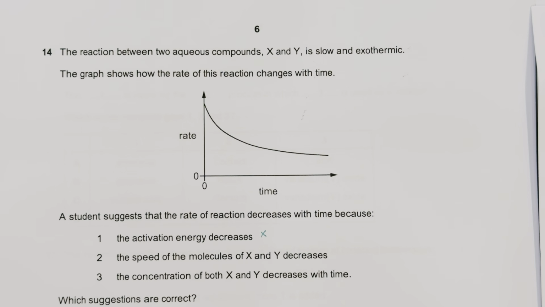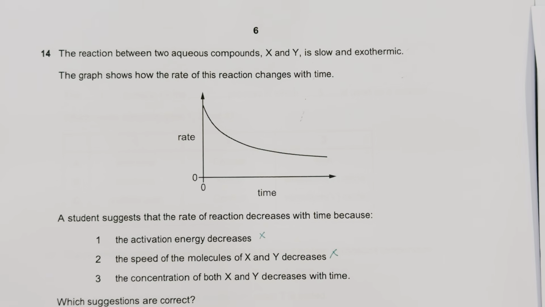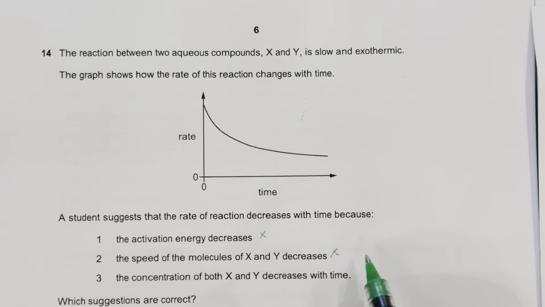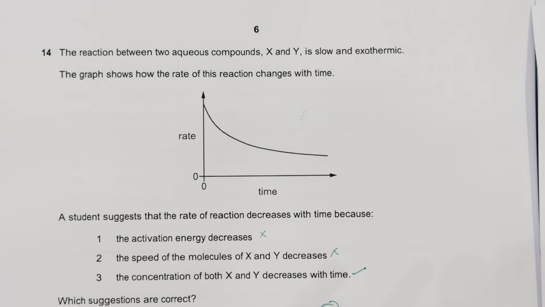The speed of the molecules of X and Y decreases. No, this is not the right option. The concentration of both X and Y decreases with time. Yes, when they react with each other, the concentration becomes smaller. So this is the right option. Which option is correct? Option number 3 is the correct option. So D is the right choice.